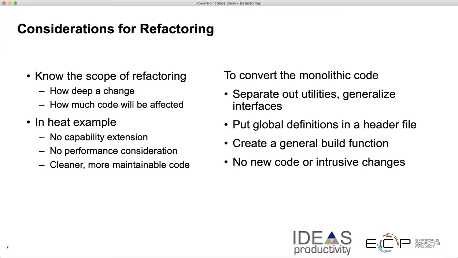We want to create a general build function, but we are not, and this is the important thing to know upfront, in this example, writing any new code or making intrusive changes to any of the code, which means that there is going to be minimal change made to the actual body of the functions that we have sitting around in the code. We are only making surface level changes to the code in order to do this refactoring.